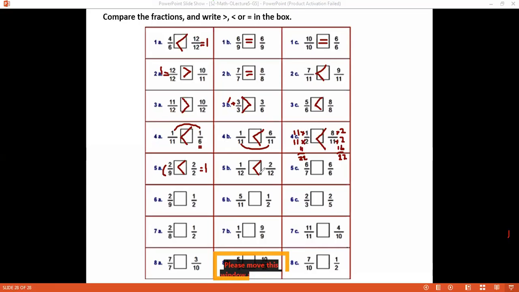Very good. Yalla Rasha. Yes. 6 over 7 and 6 over 6. 6 over 6 is greater than 6 over 7. Excellent, Rasha. Yalla, who didn't have a turn yet?